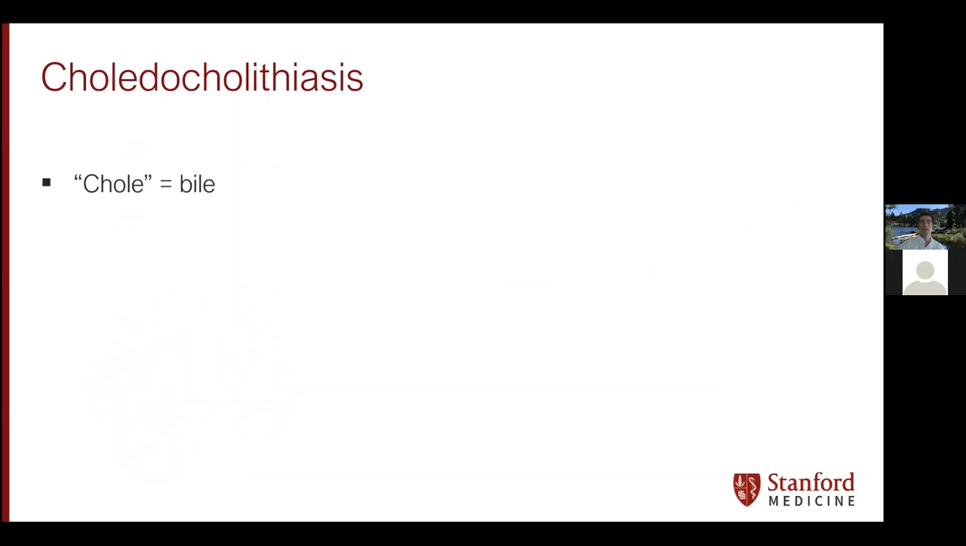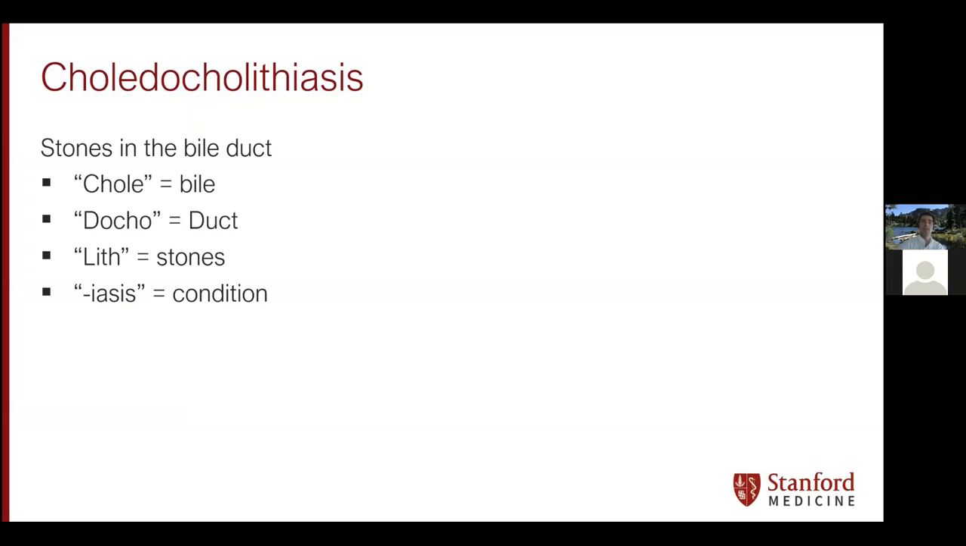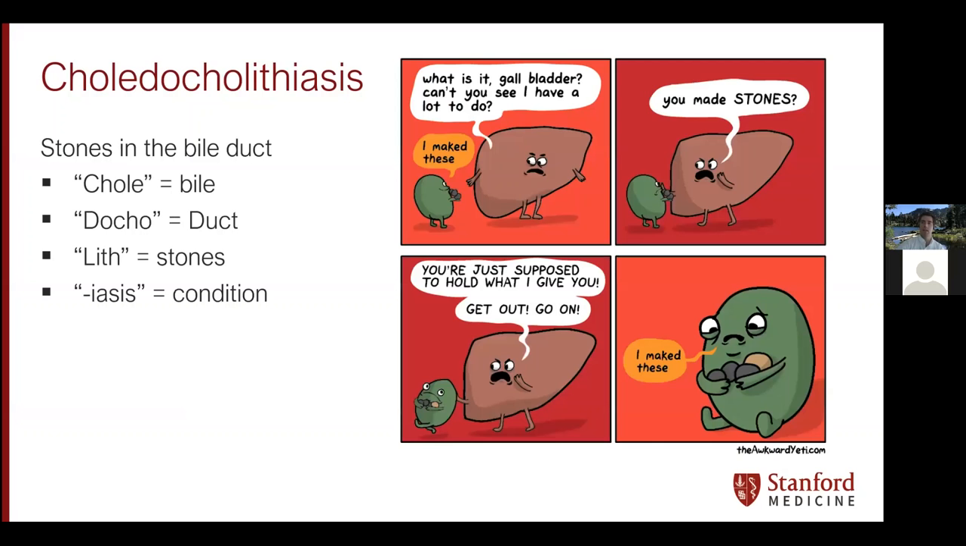Yeah. So that's exactly right. So chole is bile, docho is duct, lith is stone, and iasis is a condition. So this is stones in the bile duct. So the bile duct is what connects the liver, gallbladder, and the pancreas together to release bile, which is a really important substance that allows us to break down fat. So it releases bile into the pancreas to allow us to break down fat.